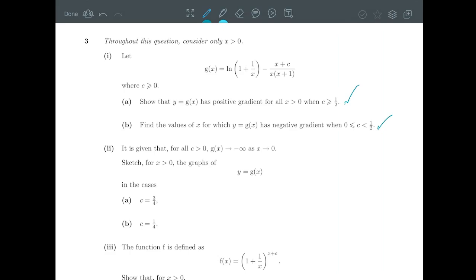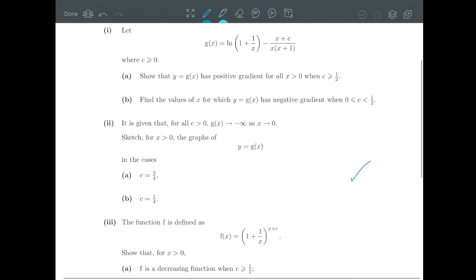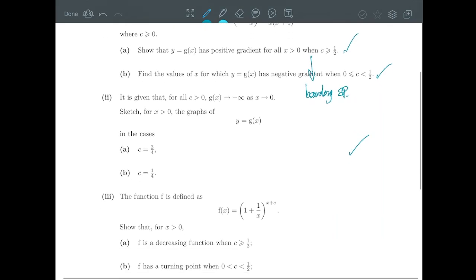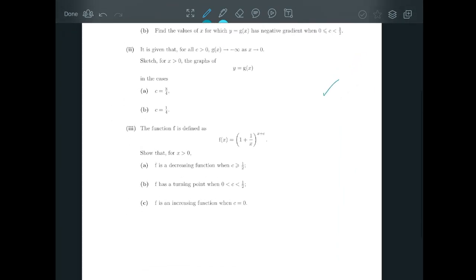It's given that for all positive, so it's giving a limiting value for g, and we're trying to sketch them in certain cases. Well, that looks like a follow-up from parts a and b. Once I know when it's got positive gradients, I can then sketch the curve quite nicely. And again, it's worth knowing that the boundaries of these are giving us stationary points. So we also know where stationary points of these curves are, which is also incredibly useful for such a sketch.